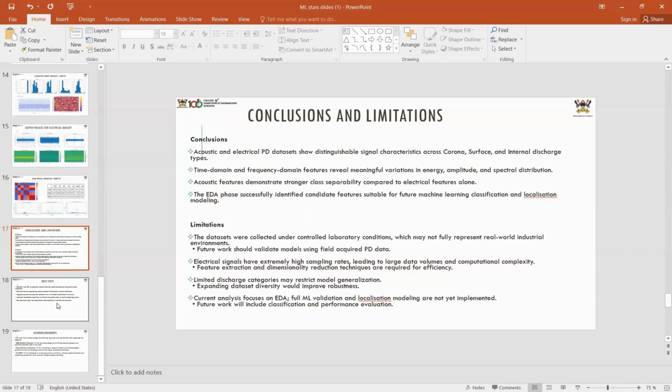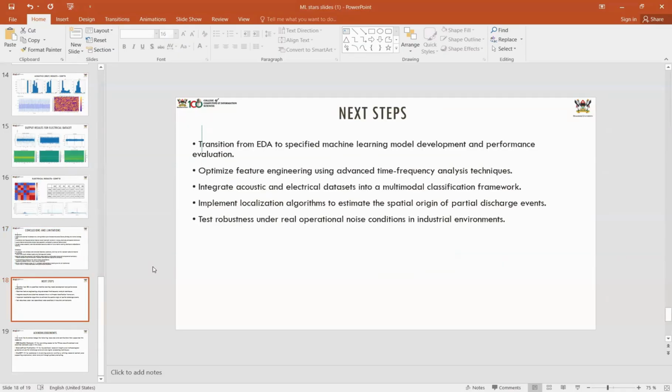Our next steps will be to transition from EDA to specific machine learning model development and performance evaluation. We're going to optimize feature engineering using advanced time and frequency analysis techniques. We're going to integrate acoustic and electrical datasets into a multi-modal classification framework. Then we're going to implement localization algorithms to estimate the origin of partial discharge events, and test robustness under real operational noise conditions in industrial environments.